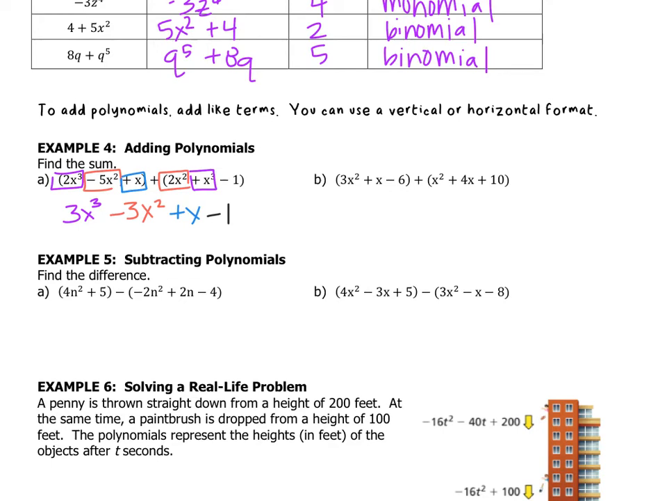All right, why don't you try letter B on your own? So that's what I got, and then you just want to double check that it's in standard form, highest to lowest degree.